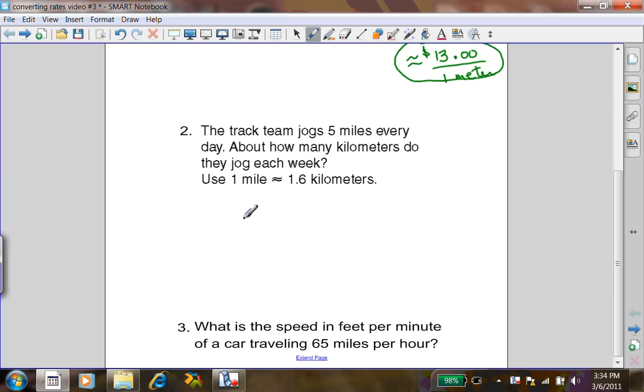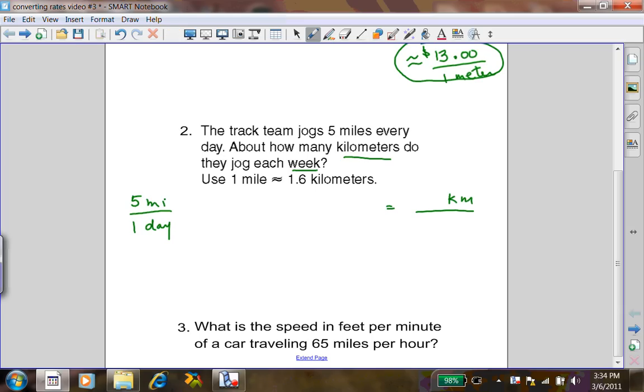It says the track team jogs 5 miles every day. About how many kilometers do they jog each week? So the very first thing is we want to write down the rate they gave us. So the rate they told us is 5 miles per 1 day. The question is, where do we want to take this? What are they asking? They want to know kilometers per week.